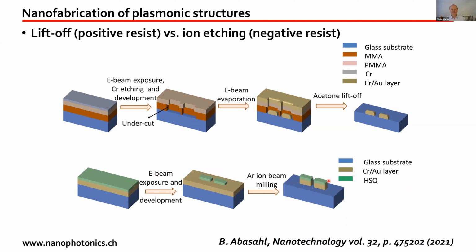Then you put that in a milling machine. So you basically bombard with ions. You could also use reactive ion etching, but we don't have any reactive ions for gold. So here we just use argon etching, argon milling, and the ions will remove the material around the structures and the structure will be defined that way.